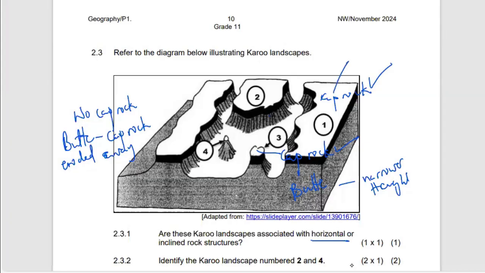This one here is larger. It's got a larger cap rock. If you can see, it's extending as a flat lying area. This one has got a smaller cap rock. So basically, those are the similarities and the differences between those two.